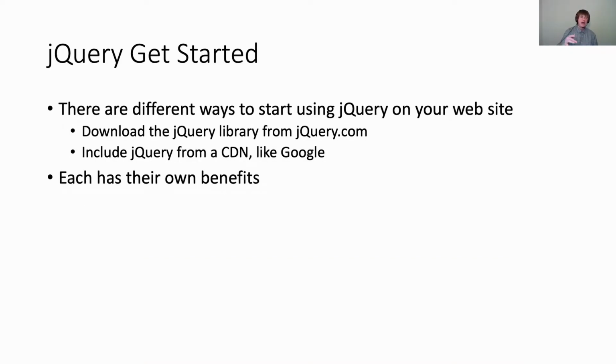Now, let's talk about how we can get started using jQuery. There are two main different ways to get started using jQuery on your website. The first is to download jQuery from, let's say, jQuery.com. There's a lot of places you can download jQuery, but downloading from jQuery is probably the most popular. And the other way is you can include jQuery from a CDN like Google. Each has their benefit, and we're going to talk about those now.